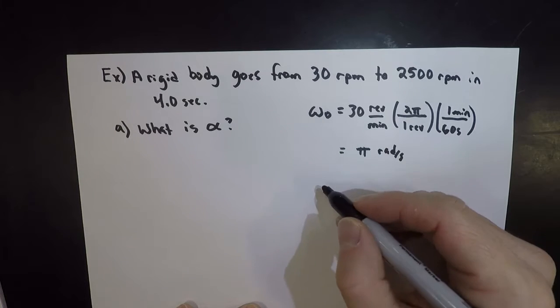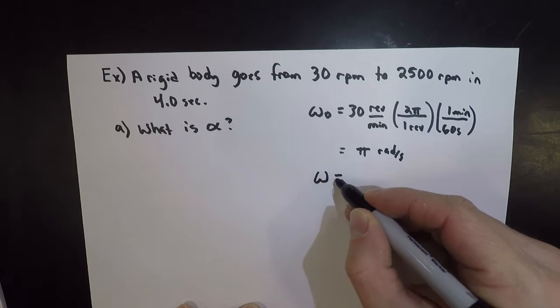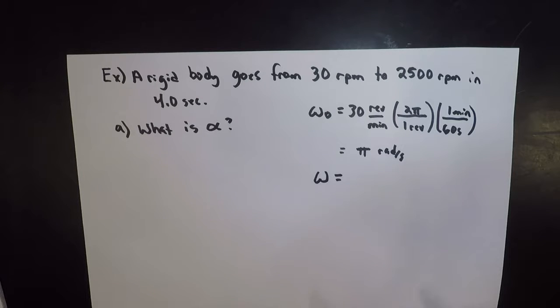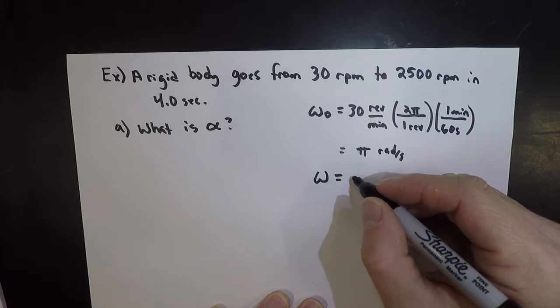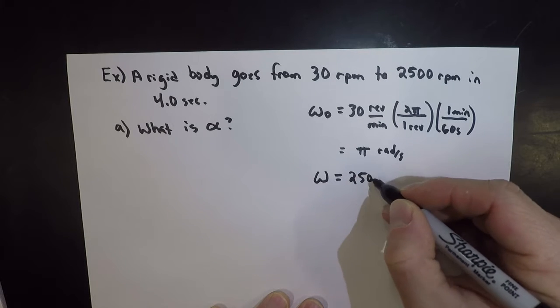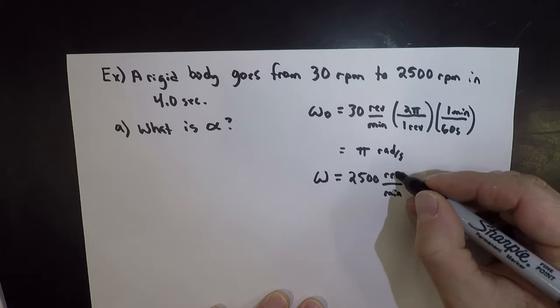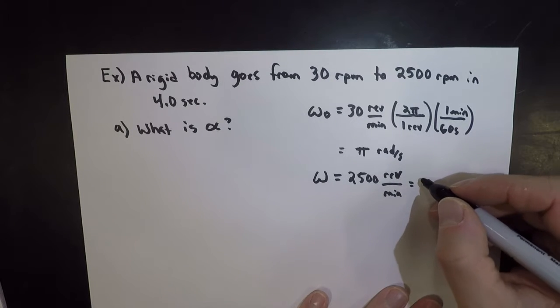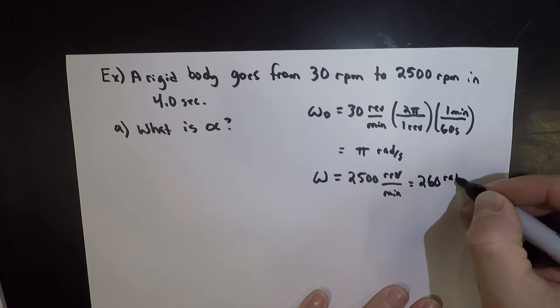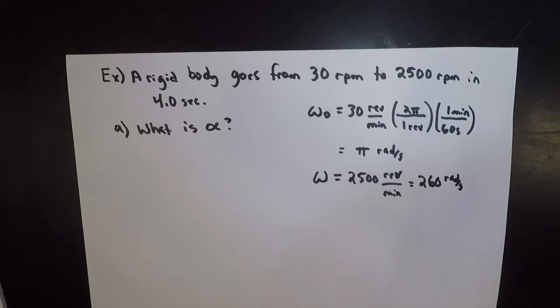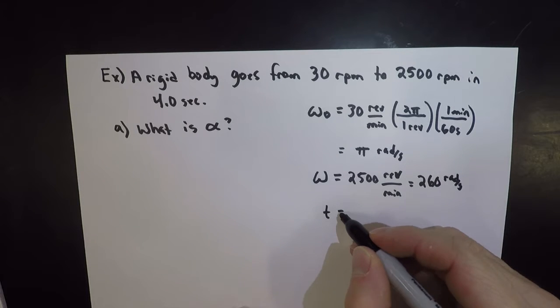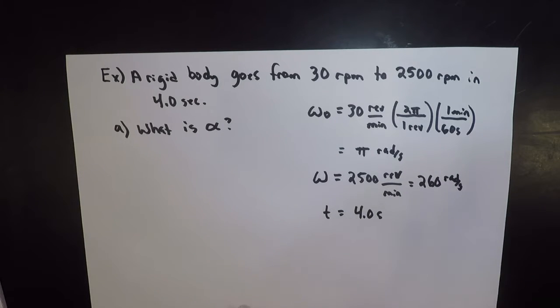And then we've got 2,500. So my final rate of rotation, omega, we could do the same thing. We'll multiply it by 2 pi and divide it by 60. And this rate of rotation, 2,500 revolutions per minute, is going to turn into 260 radians per second. So we have an initial and a final angular velocity. The other given variable is time. So omega naught, omega t, we're looking for alpha.